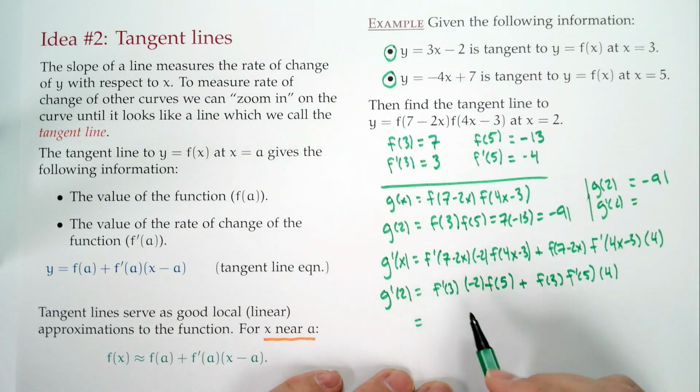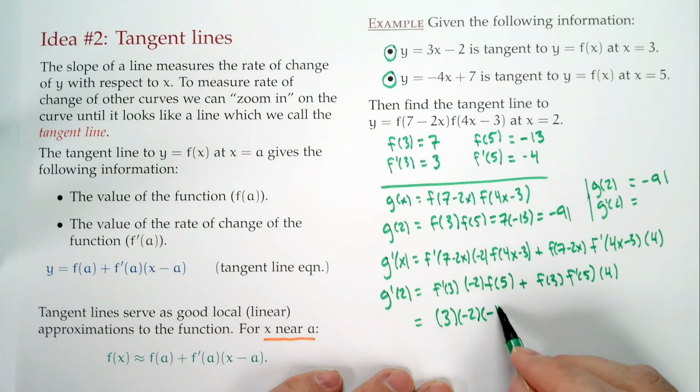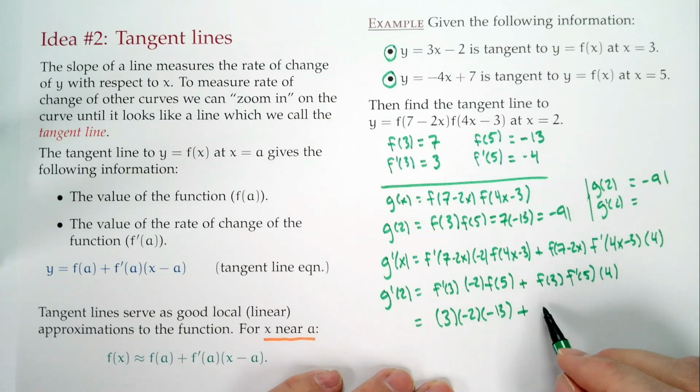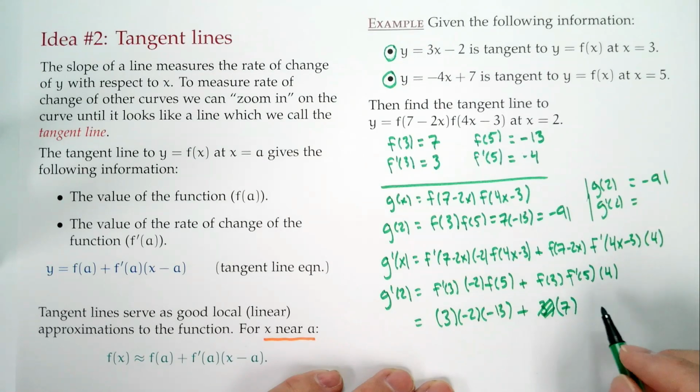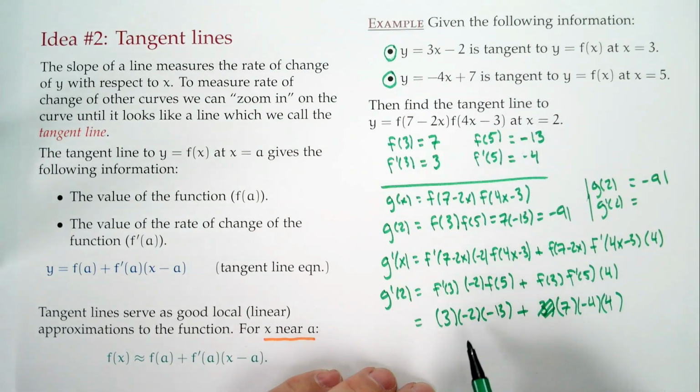Well, we know these values. F prime of 3 is 3. So we have 3 times negative 2 times negative 13. These are big numbers, but that's all right. Numbers are numbers. F of 3 is 7. F prime of 5 is negative 4. And 4 is 4. Okay, so what do we get? 3 times negative 2 is negative 6. Negative 6 times negative 13 is positive 78. Then we have 4 times negative 4, which is negative 16, and 16 times 7 is 112.